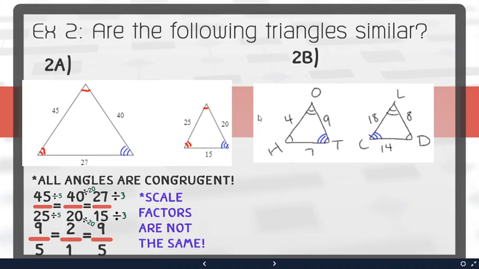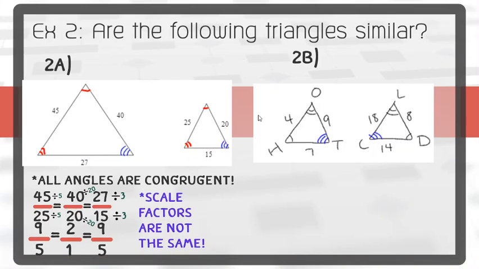They did not have the same scale factor, which means that these two triangles are not similar, which is really sad. I hate when things don't work out. All right, so example 2a didn't work out, but maybe example 2b will work out. So let's see what happens when we look at example 2b.